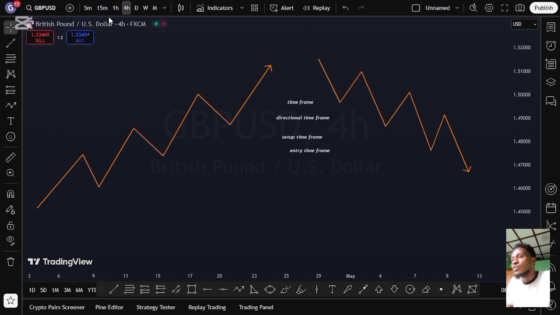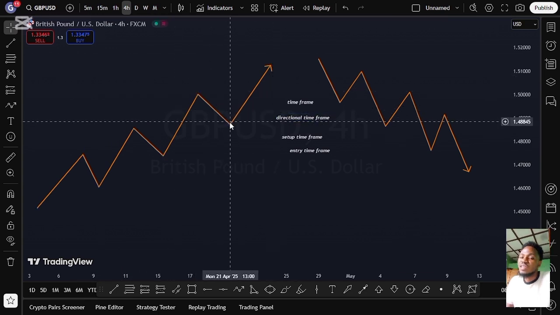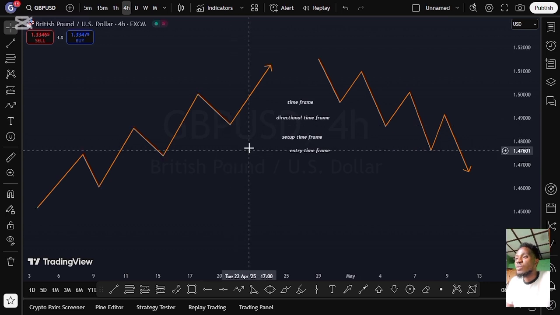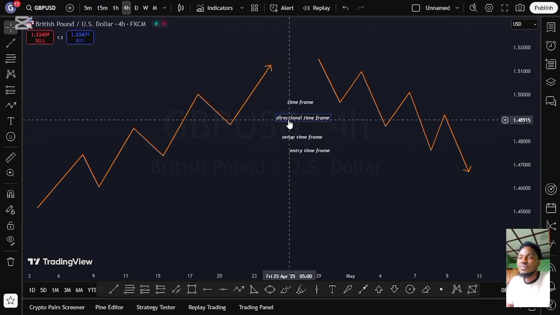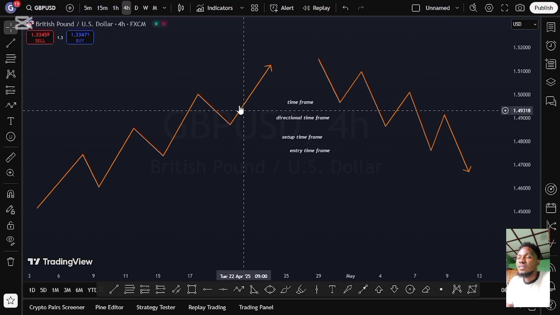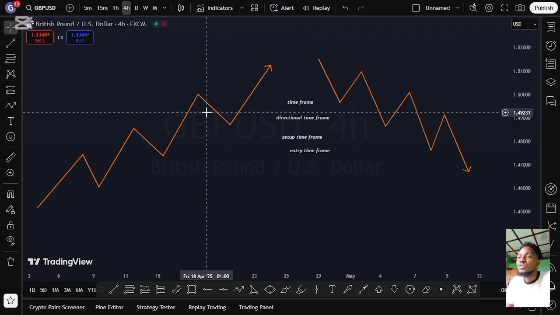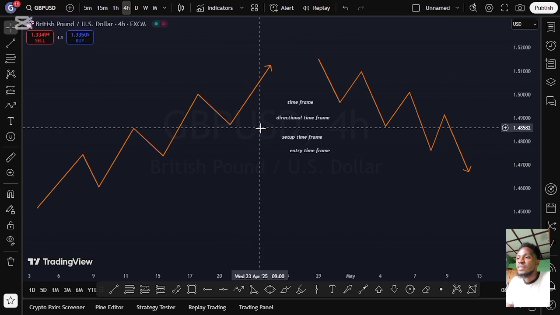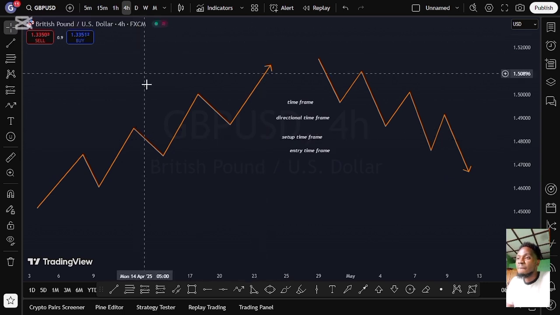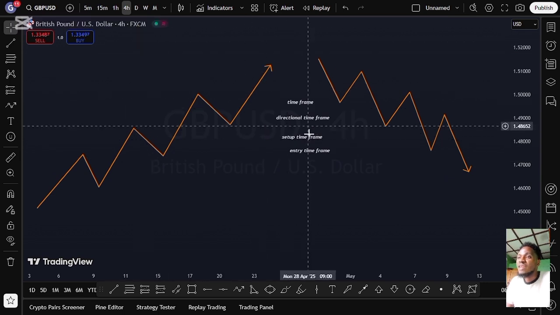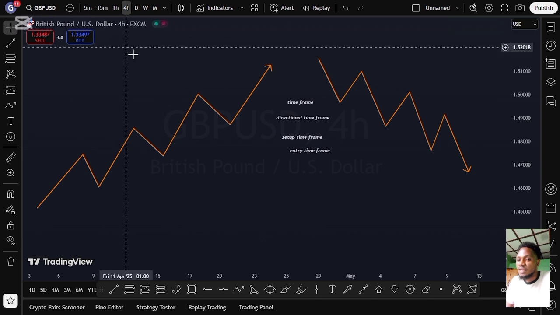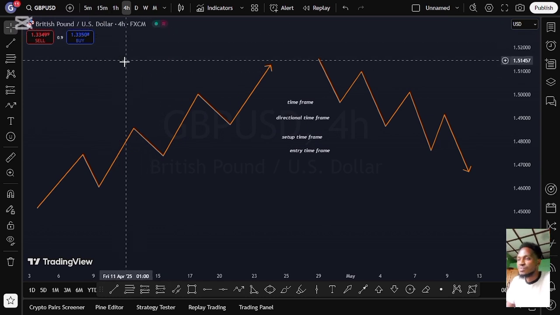Understand? So now, having established this fact, how does this relate to market structure? Yes. So number one, let's look at directional time frame. As a swing trader, I look at my weekly for the overall direction. Then for setup, I look at my daily. And for my entry, I look at my 4 hour or 1 hour. It depends, but mostly I enter on the 4 hours.